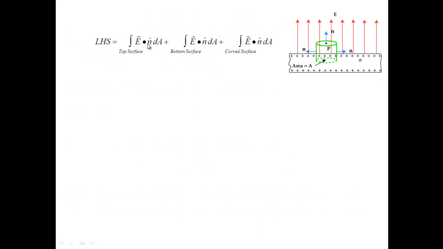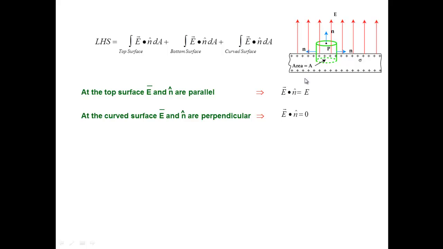Same thing is written down. Notice that on the top surface, E and n hat are parallel to each other. And that means that E dot n hat is just E, whatever the magnitude of E is on the top surface. So that's nice. The second thing to notice is that on the curved surface, E and n hat are perpendicular to each other. So E dot n hat is 0, which means the curved surface integral will go to 0. Now what about the bottom surface?